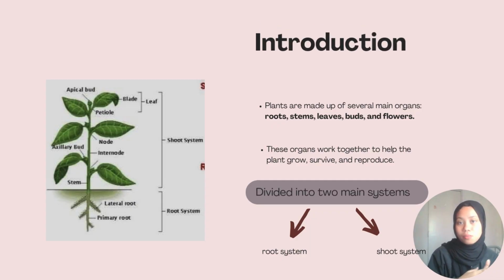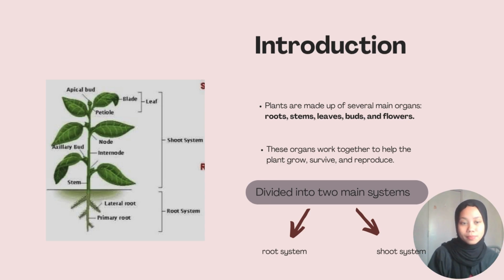Plants are made up of several main organs like roots, stem, leaf, bud, and flowers. These organs don't work alone; they support each other. And as I mentioned just now, they are divided into two systems: the shoot system, which is above ground, and the root system, which is underground. Let's start with the root system to understand how important it is to the plant.